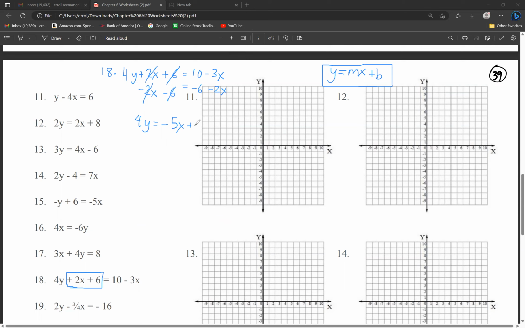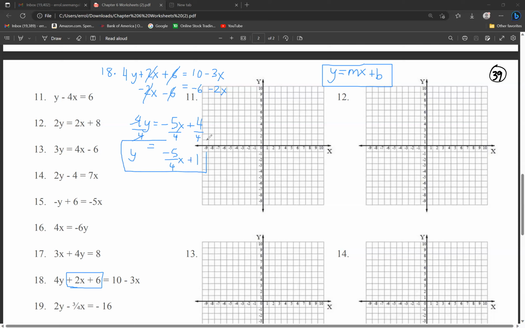Now what? One more step. What are we going to do to both sides? Divide by 4. Divide everything by 4. All right, what do I write underneath? y equals what? Negative 5/4 x plus 1.